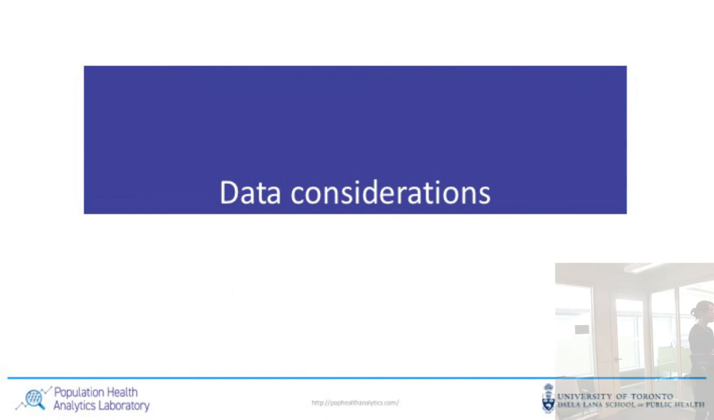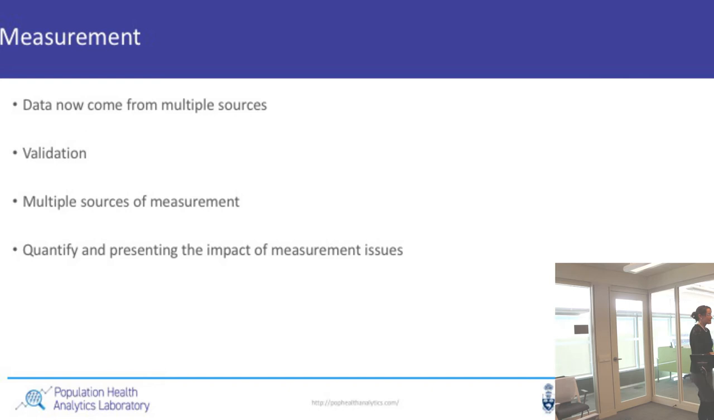So I'll just end off on a couple of data considerations. The first one is measurement. The one point, hopefully, that came across is that the population-based data that we work with come from multiple sources. There's still this impression that we're only working with health administrative data, and actually none of the things I showed you are only health administrative by themselves. We're now supplementing these data with multiple different types of data sources.